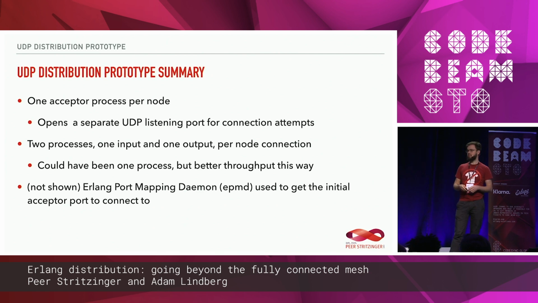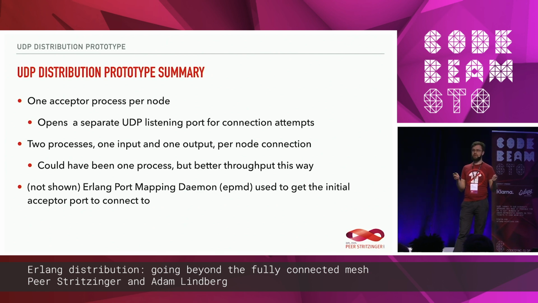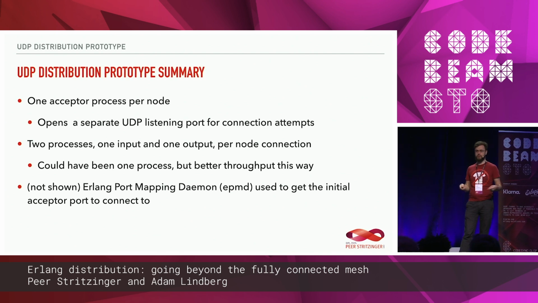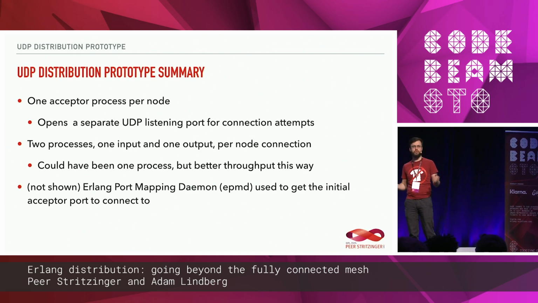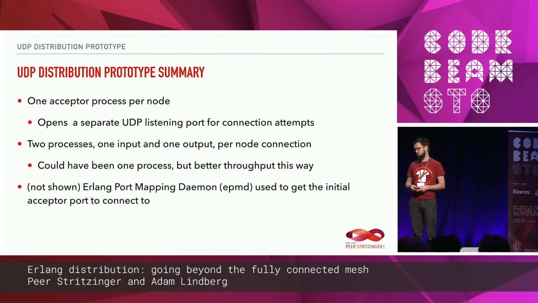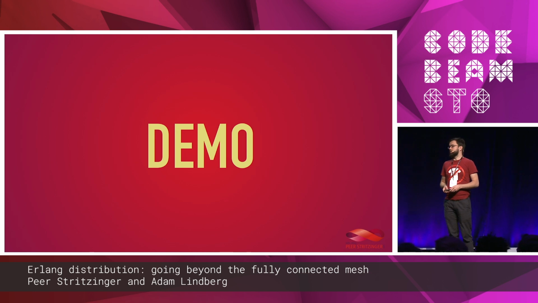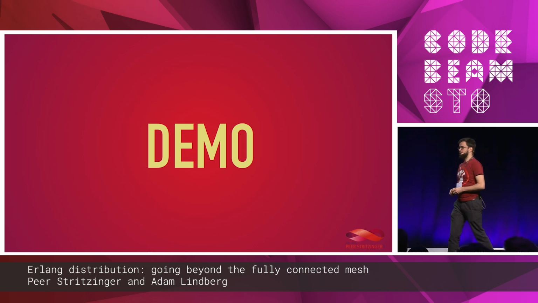And we also use the Erlang port mapping daemon to tell the other nodes which UDP port we're listening on. Normally, the port mapping daemon works with TCP, but we abuse it for UDP ports as well, and that works. So, right, let's show a short demo of how this works.